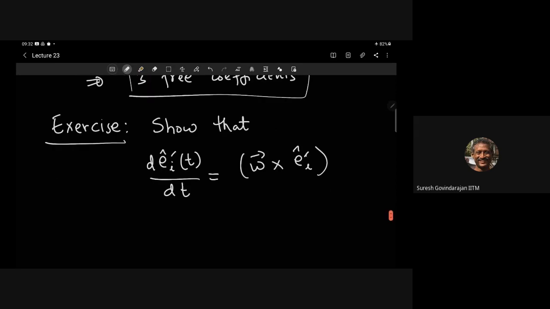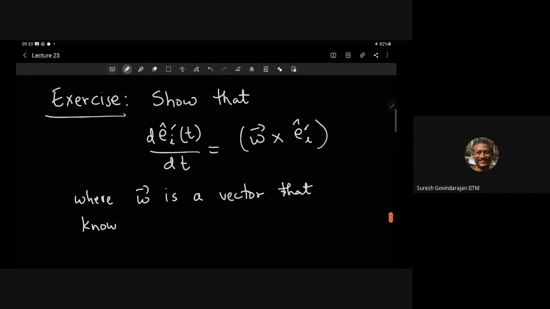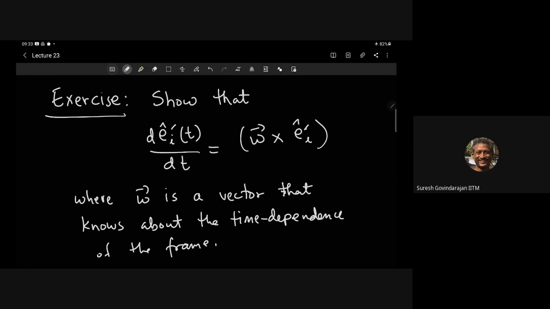Okay, so the 3 free coefficients, where omega is a vector that knows about the time dependence of the frame. And of course, omega in general is a function of time. I'm not saying it's a constant vector. Is this clear? So this is just a claim.